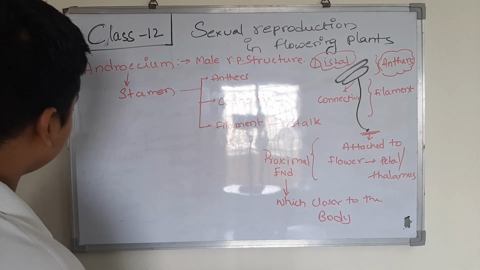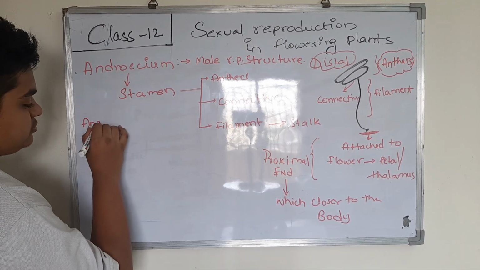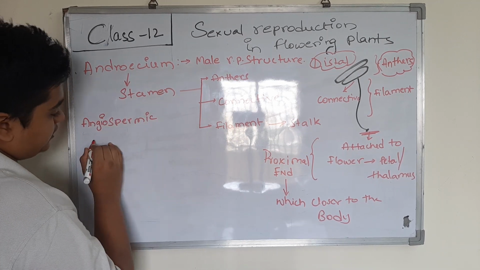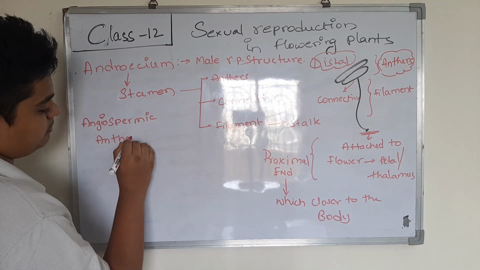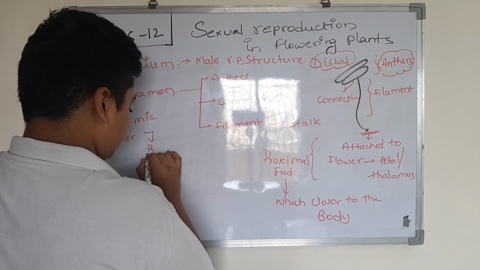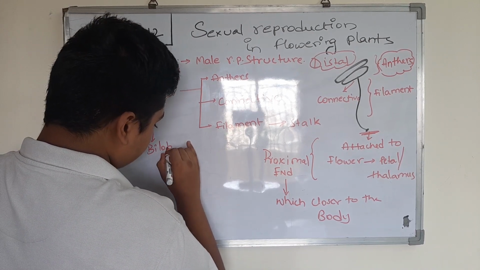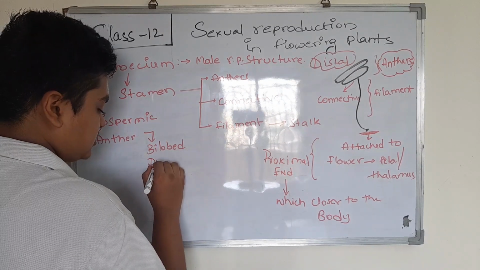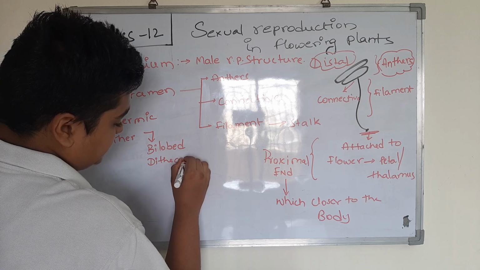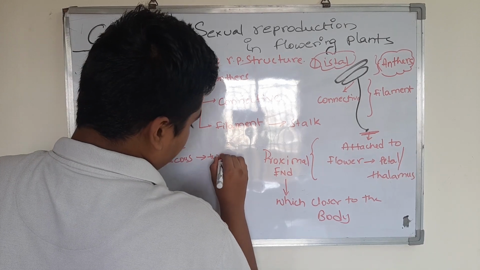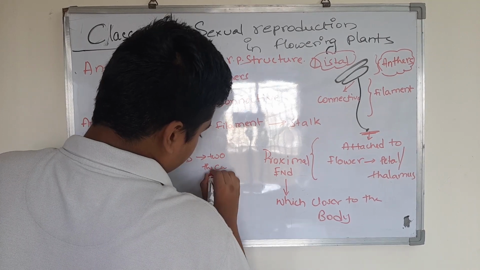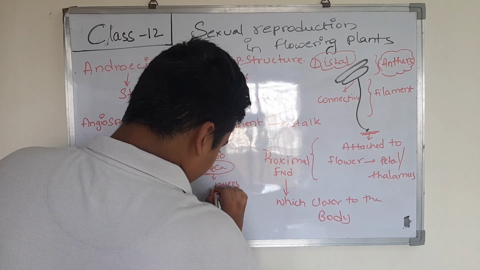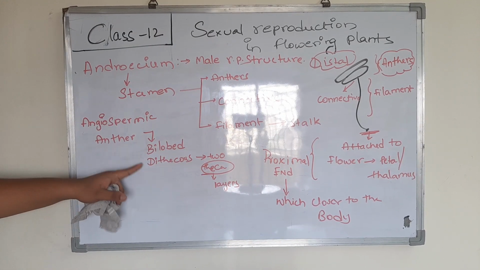Generally, an angiospermic anther is bilobed, means it contains two lobes as shown in the figure. It is dithecous, means it is made up of two theca. What are theca? Theca are nothing but layers. It is generally bilobed and dithecous.